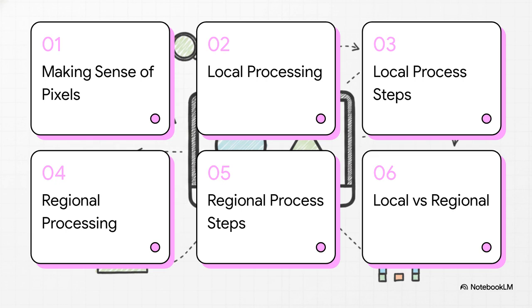Okay, here is our roadmap for today. First, making sense of pixels, then local processing, microview, followed by the steps of local processing. After that, we'll hit regional processing, macroview, the steps of regional processing, and finally, we'll do a head-to-head with local versus regional processing. Let's get into it.